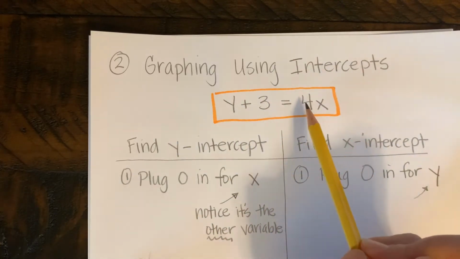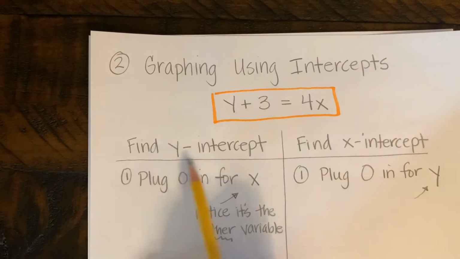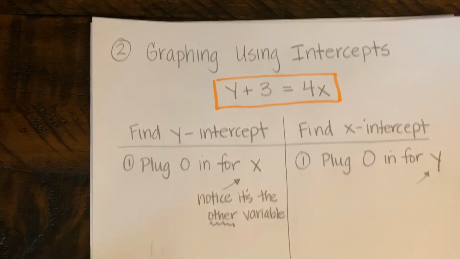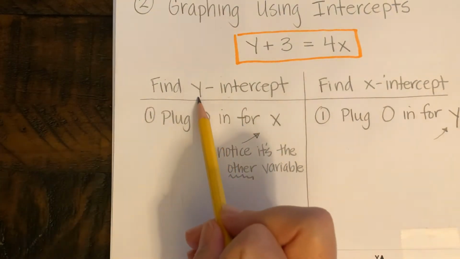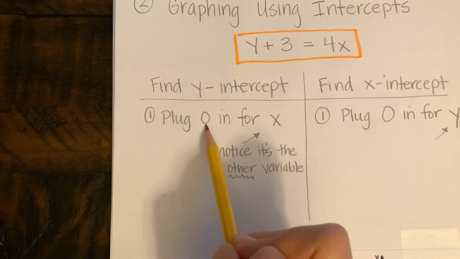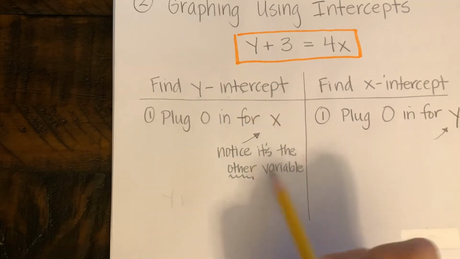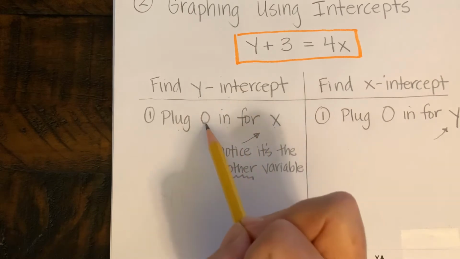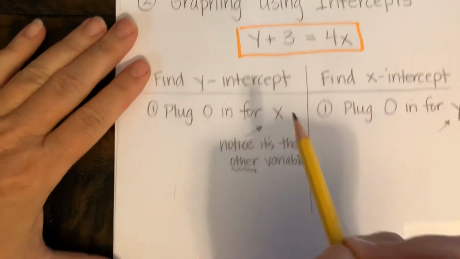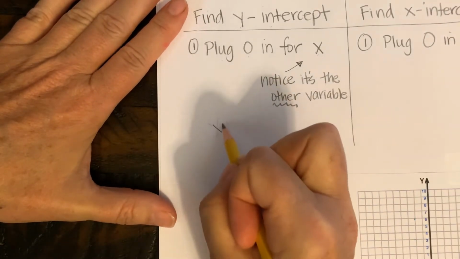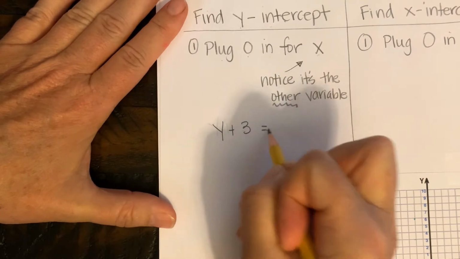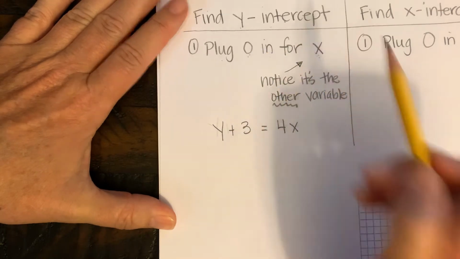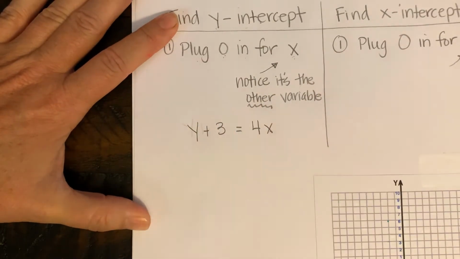Now, to use intercepts, we are going to want to find the y-intercept, and we're going to look for the x-intercept. So here's how we do that. If I want to find the y-intercept, I'm going to plug 0 in for x. Notice it's the other variable. Since I want to know the y, I'm going to plug in 0 for x. So let's go ahead and do that. I'm going to write my equation. And remember, I want to plug in 0 for x. So I'm going to turn this x into a 0.